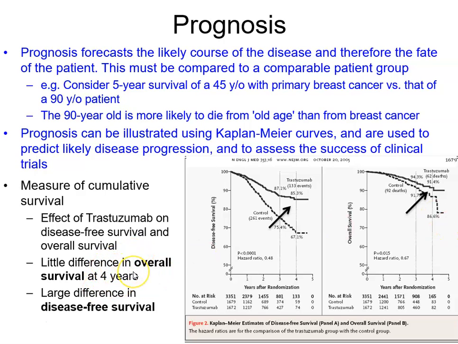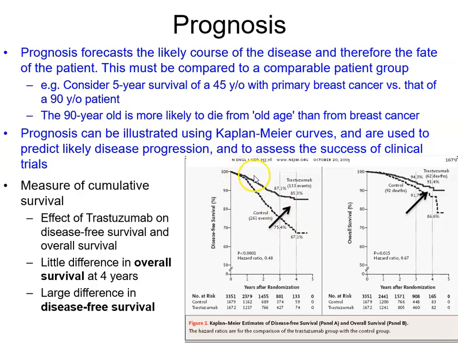So there's little difference in overall survival at 4 years, but there's a large difference in disease-free survival. In this case, we're looking at disease-free survival as disease progression. The patients are given the Herceptin when they appear to be disease-free post-surgery, with no sign of distant metastasis, and then we are measuring how quickly patients relapse from that trastuzumab therapy or their control.